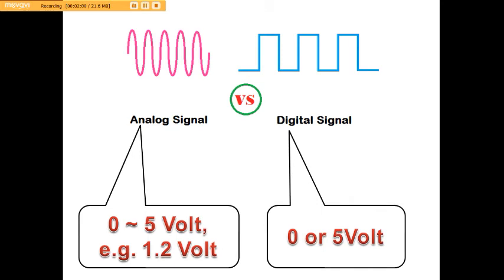Now let me tell you about the difference between the analog and the digital signal that are commonly used in the Arduino. The analog signal varies from 0 volt to 5 volt and also in between them, like 1.2 volt, 3.3 volt, 4.9 volt, etc. However, the digital signals are only 0 volt or 5 volt.